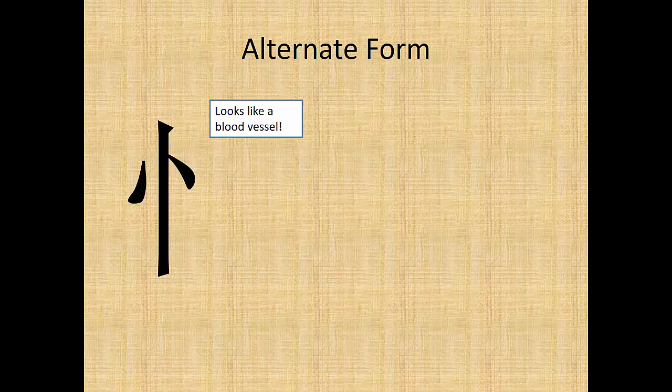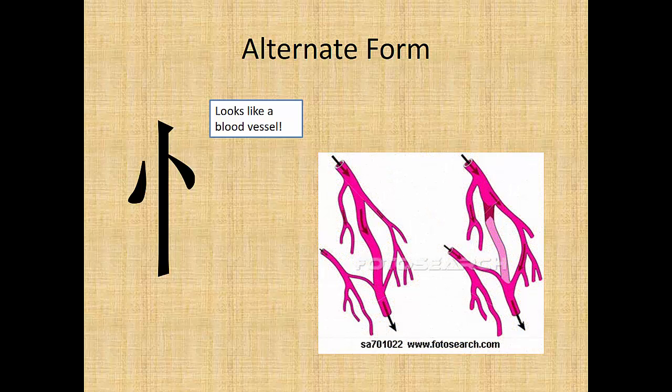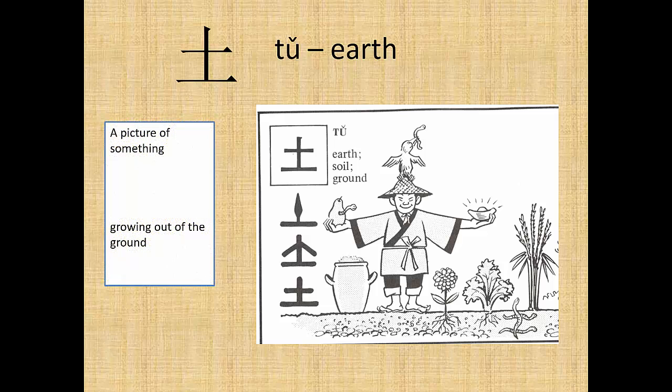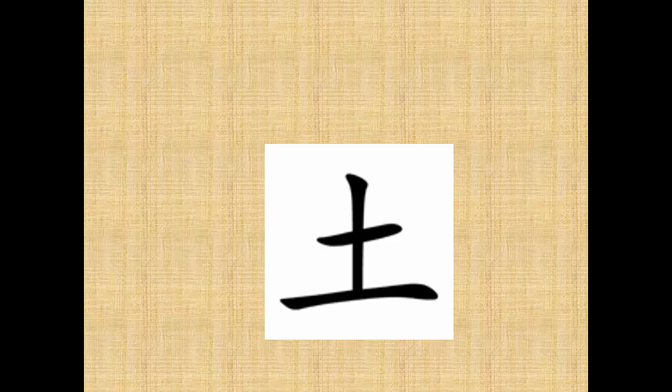Heart has an alternate form, a line with 2 dots, that looks like a blood vessel with little capillaries coming off of it. The next radical is the earth radical, which is represented by something, a plus sign, growing out of the ground, a horizontal line. How many earths can you see in the picture? The stroke order, you draw the plus sign and then the line representing the earth.